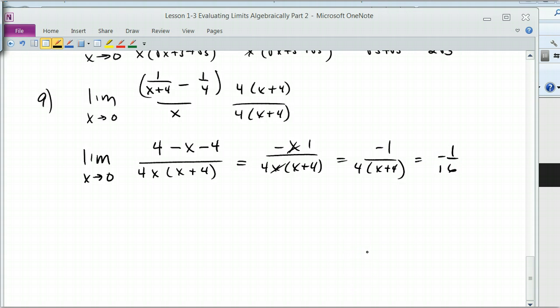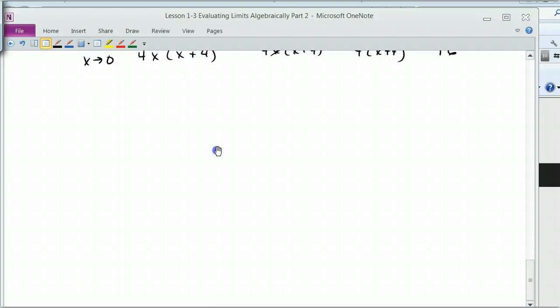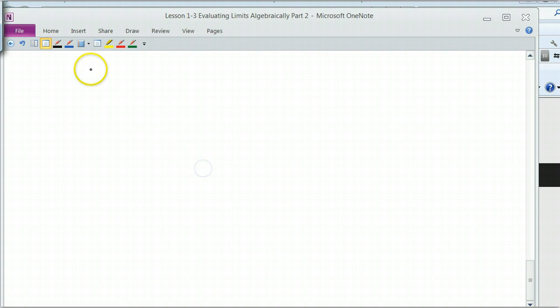Alright, so those are the three techniques that you're going to use most often. Before I end this lesson, I'd like to work with the properties a little bit, and then we'll do a little bit of trig. The properties, remember, are on page 59.